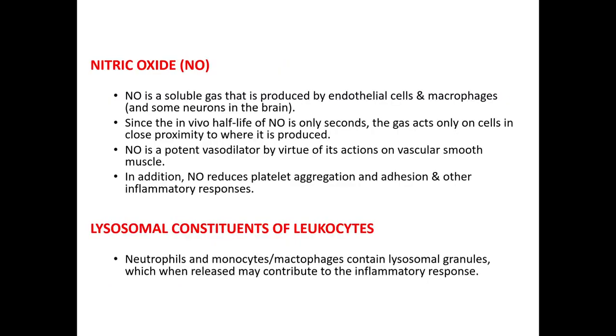Nitric oxide is a soluble gas that is produced by endothelial cells and macrophages and some neurons in the brain. Since the in vivo half-life of nitric oxide is only seconds, the gas acts only on cells in close proximity to where it is produced. It is a potent vasodilator by virtue of its action on the vascular smooth muscle. In addition, it reduces platelet aggregation and adhesion and other inflammatory responses.